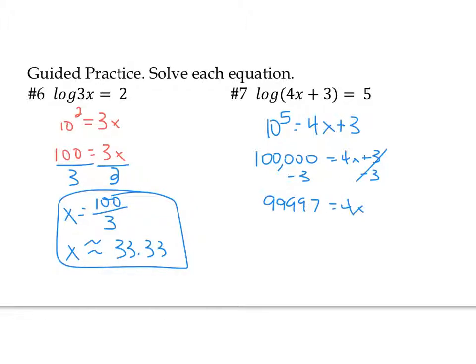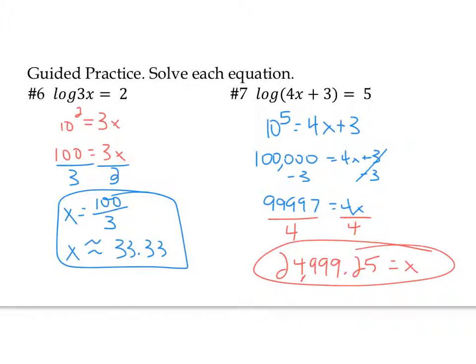I can divide both sides of that by 4. So I divide by 4, and I divide by 4, and I'm going to get an answer of 24,999.25 equals x.